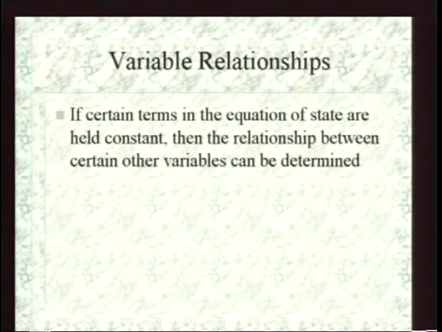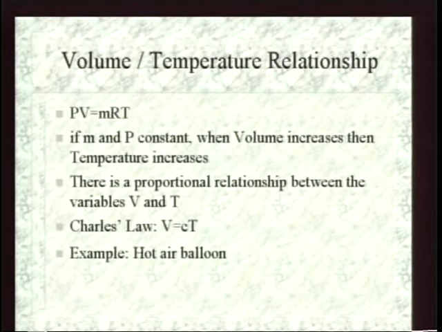We're going to look at several of these relationships between the variables in the equation of state. If certain terms in the equation of state are held constant, then the relationship between certain other variables can be determined. And we're going to go over each one of those, starting with the volume-temperature relationship. Now, on each one of these slides I'll keep up the ideal gas law, the equation of state, to reference that. The PV is equal to MRT.